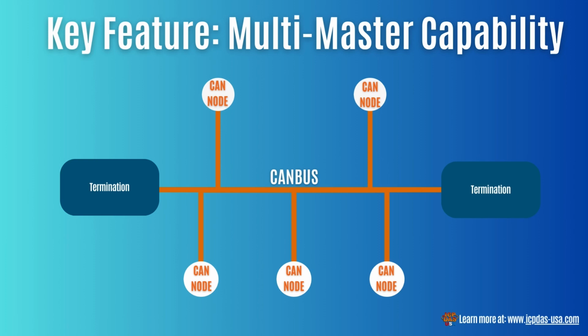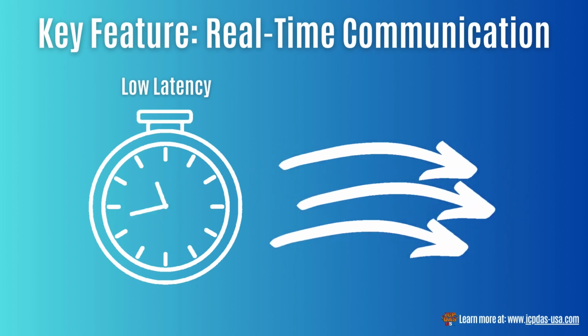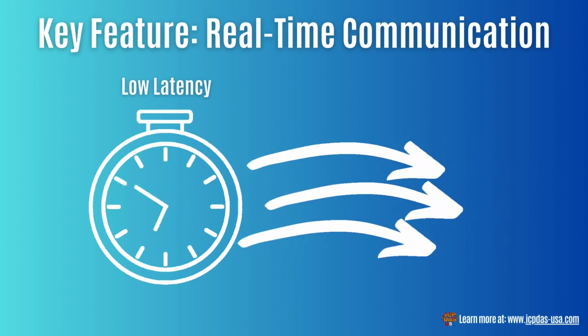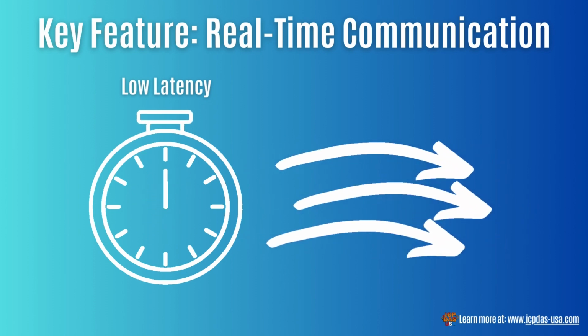Another key feature is its multi-master capability. This means that multiple ECUs can transmit and receive messages simultaneously without conflict. It's a distinctive feature that facilitates concurrent data transmission and reception by multiple nodes, therefore fostering a dynamic and efficient network. Real-time communication is also a highlight. CANBUS ensures that data is transmitted with low latency, crucial for applications where timing is critical, like in automotive safety systems. It's the lifeblood of CANBUS.